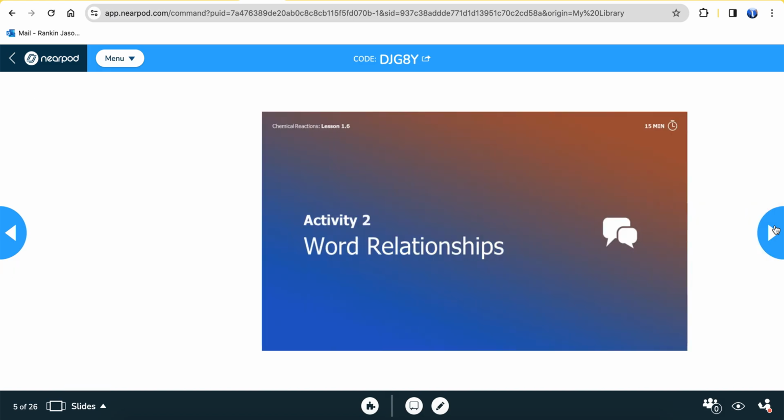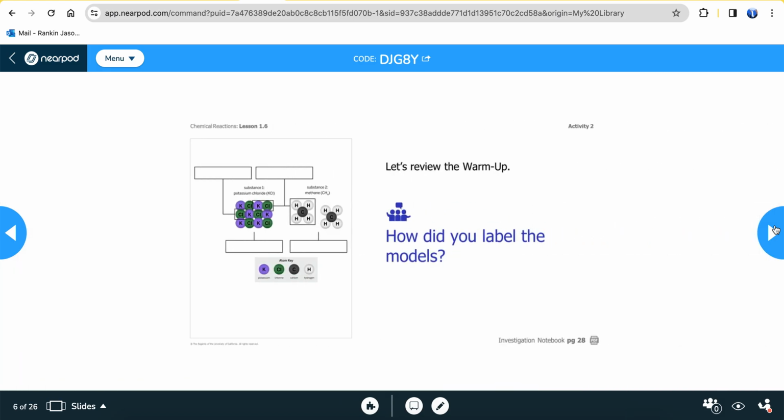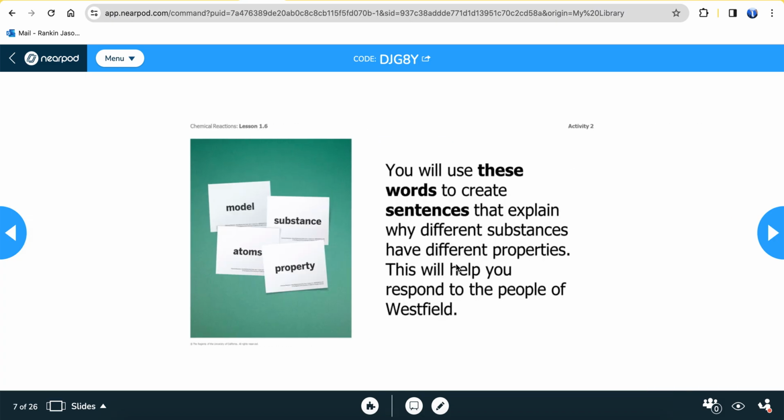All right, thank you for working on that. Word relationships. How did you label the models? We just explained the labeling of the models. You'll use these words to create sentences that explain why different substances have different properties. This will help you respond to the people of Westfield.